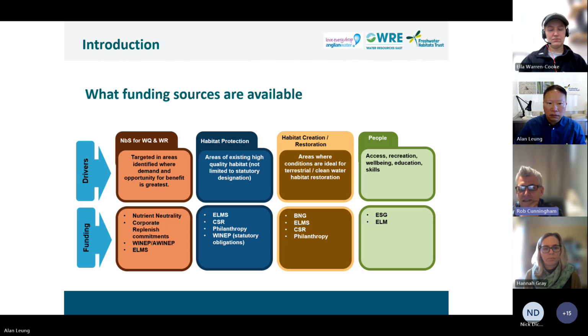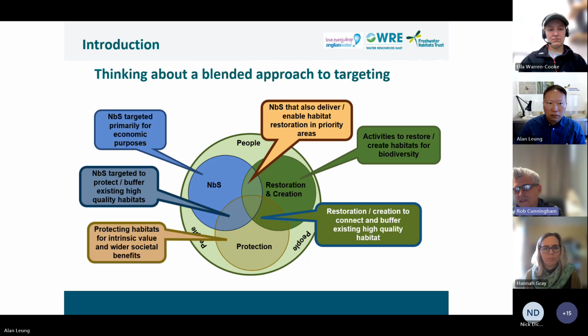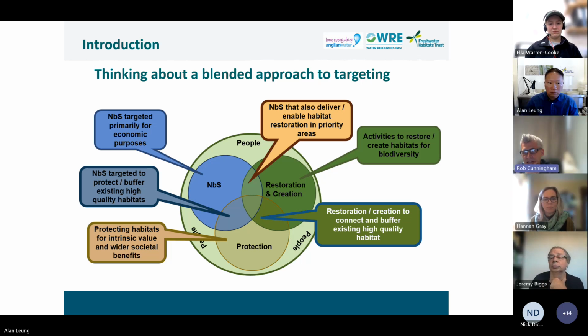So if you just go to the next slide, Alan, I don't want to dwell on this too much, and I just came up with this idea around, in some places it's absolutely vital that we continue to protect existing habitats. There'll be places of opportunities where we want to restore, and there'll be places where we can use nature-based solutions both to enable that habitat restoration, but also as part of our wider strategy for protection.